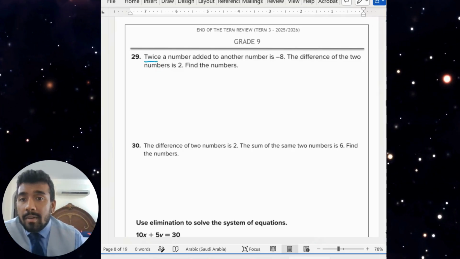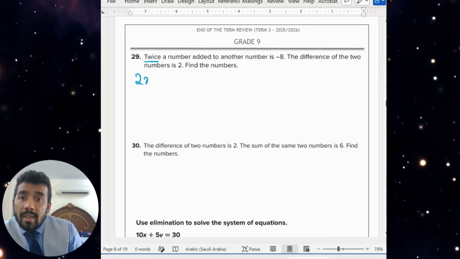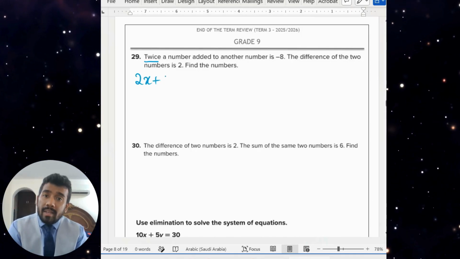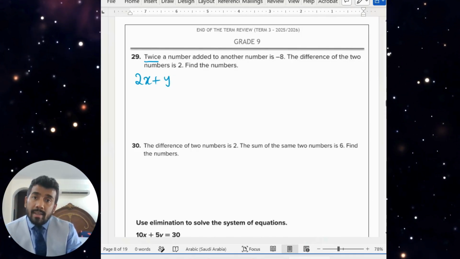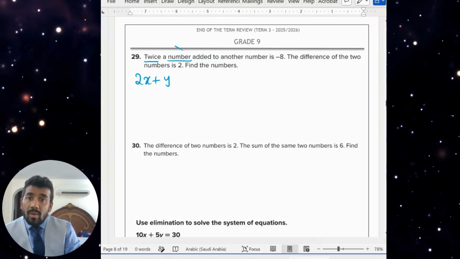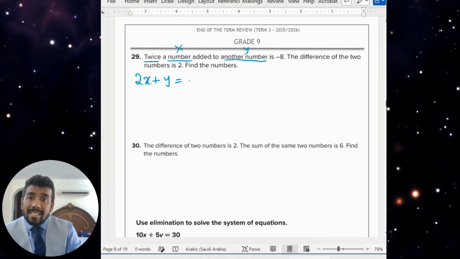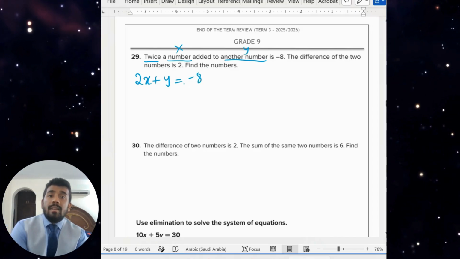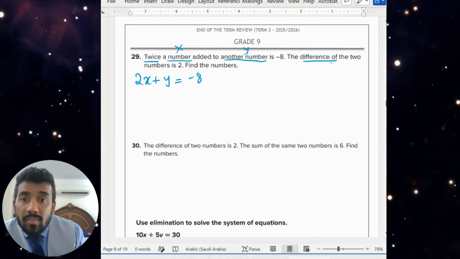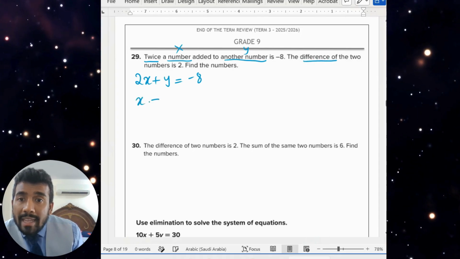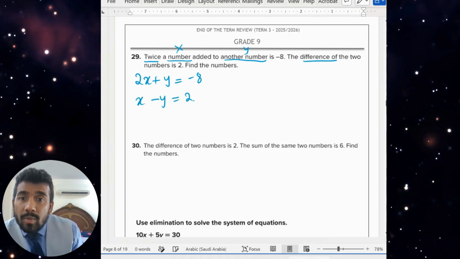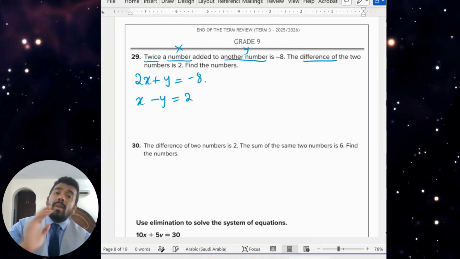Twice a number. So 2 times a number added to another number, that's a y. Everybody knows a number is x, another number means y. Is means equal. Minus, it's the difference of two numbers x and y is 2. That's it. Put it in the calculator.